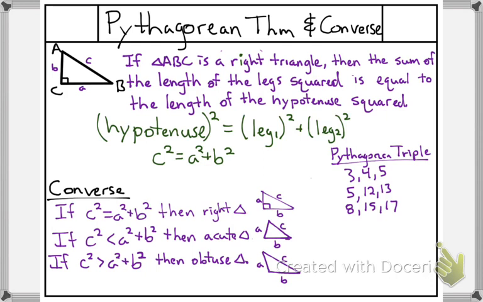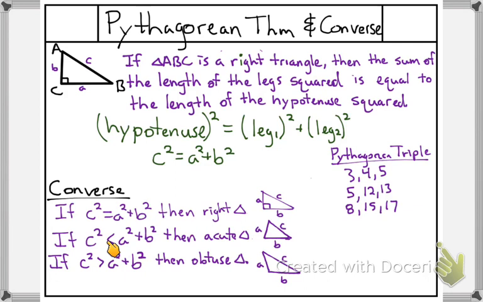Then we get to the converse. The converse is if we switch the order of what's set up here. So instead of saying if you have a right triangle, then this exists, now we're saying, well, what if you had this statement? What do you get? And we get the first one, that if c squared is equal to a squared plus b squared, then it's a right triangle. Nothing really new there, it's a way we can test to have a right triangle.